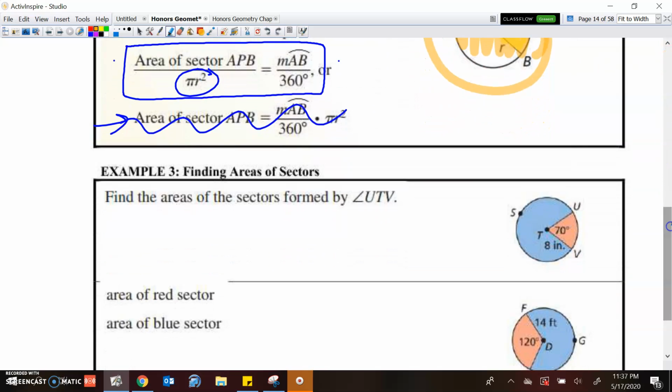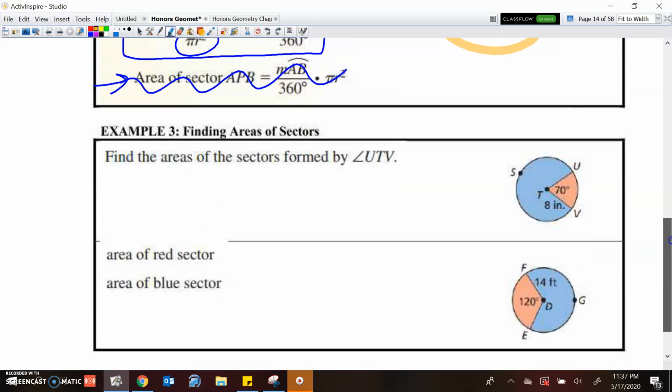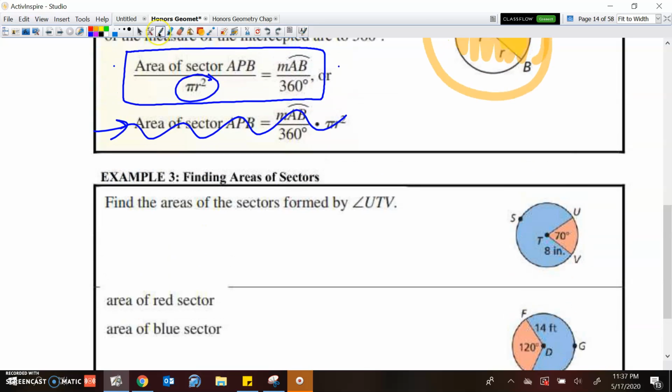All right, so they want us to find two things here. Find the area of the sectors formed by angle UTB. So they want us to find the area of the red sector and the area of the blue sector. Let's do red first. Let's do it in red. That's better. So the red. I'm going to do the area of that.